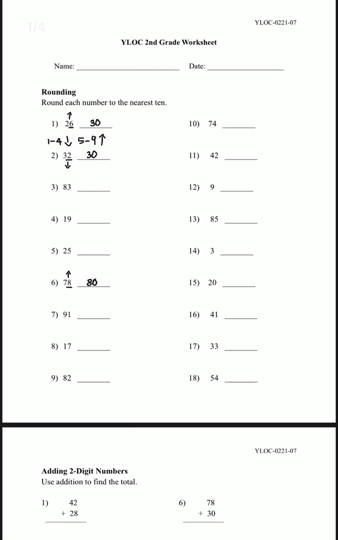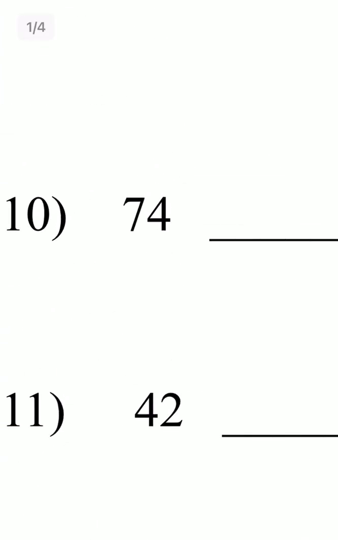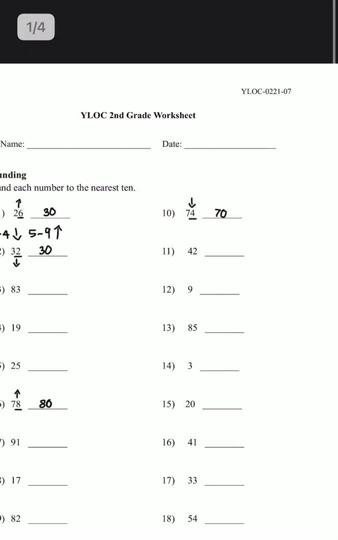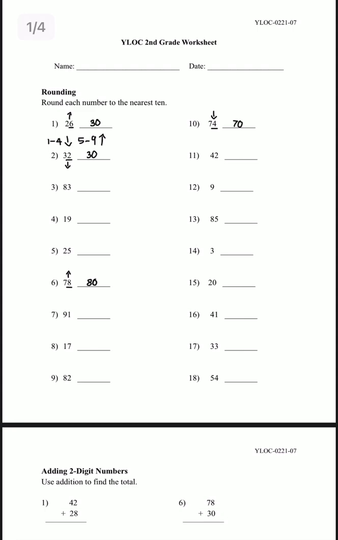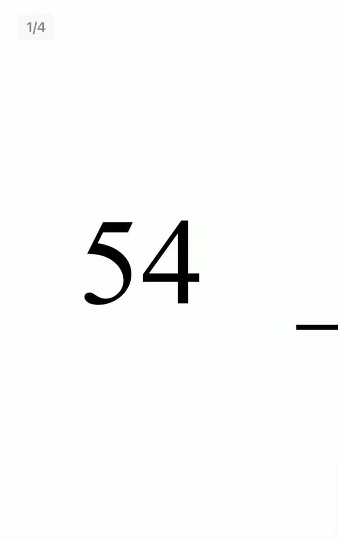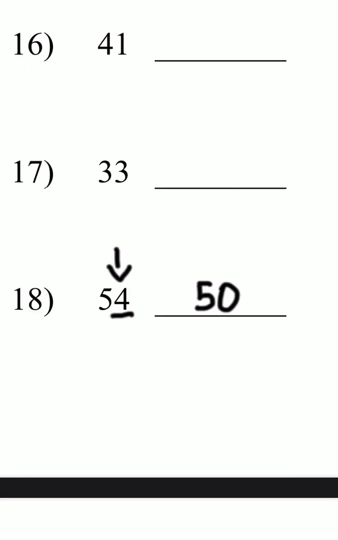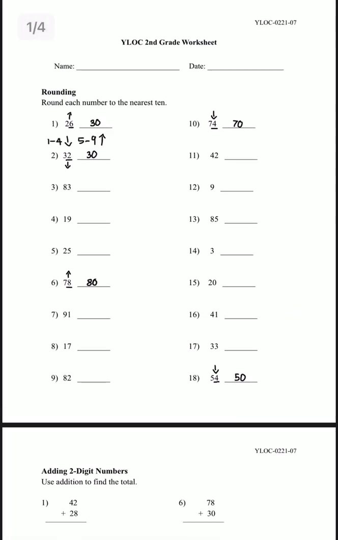Let's look at number 10. We have 74, and 4 is on the ones place, so we need to round it down, which would be 70. Let's move on to number 18. We have 54, and 4 is on the ones place, so we need to round it down. And if you round it down, it would equal 50. Let's move on to the next page.